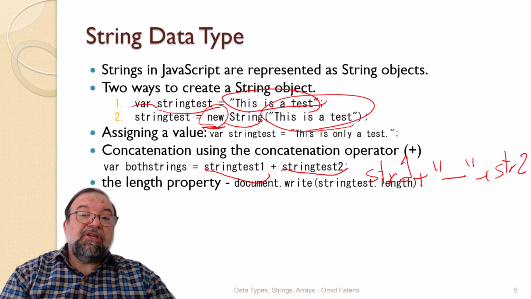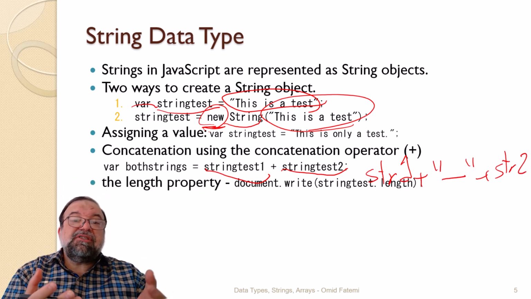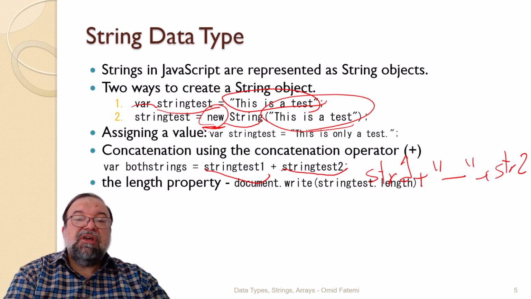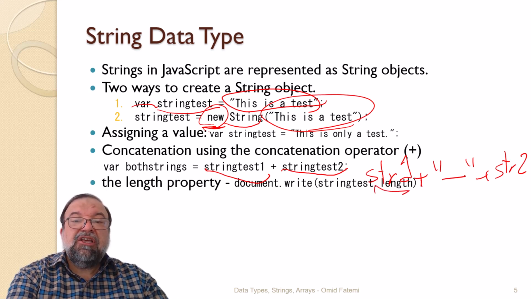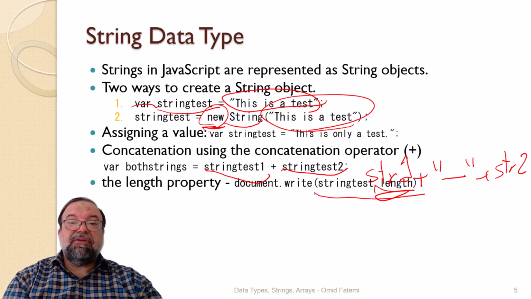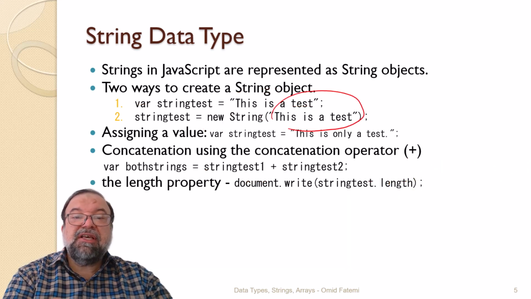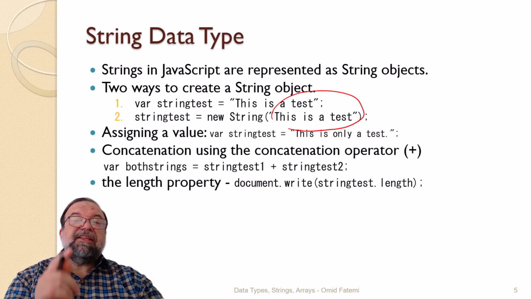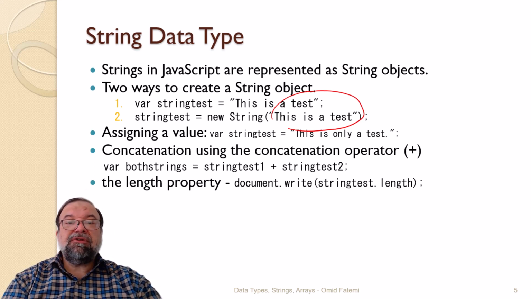Another property, because a string is an object, it has properties and it has methods. One useful property is length. When you use length, you get the length of the string. For example, this string, "this is a test". How many characters does it have? 1, 2, 3, 4, 5, 6, 7, 8, 9, 10, 14. So the length of that string would be 14.